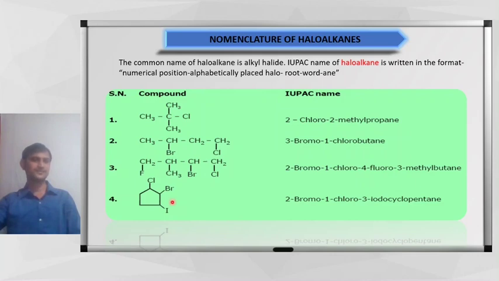And now this is a cyclic system, an alicyclic system. In this system there is chlorine, bromine, and iodine also. Same problem, starting from where? Now see, we start from this side. This is 1, this is carbon number 2, this is carbon number 3. So this is 2-bromo, 1-chloro, 3-iodo, cyclopentane. There are 5 carbons in the cyclic system, 1 2 3 4 5. So that's why this is 2-bromo, 1-chloro, 3-iodo, cyclopentane.